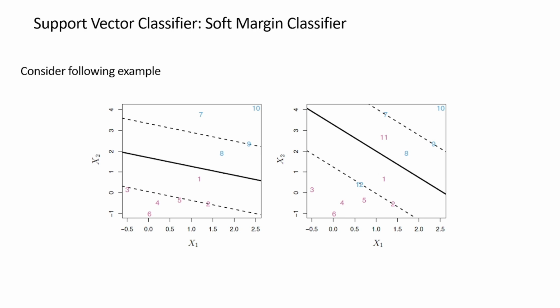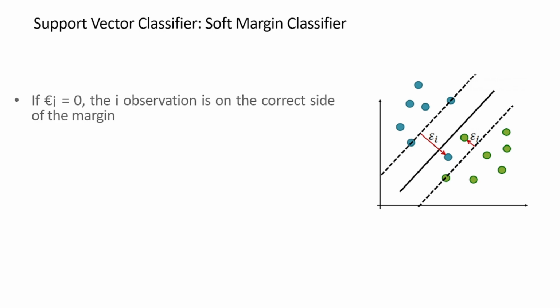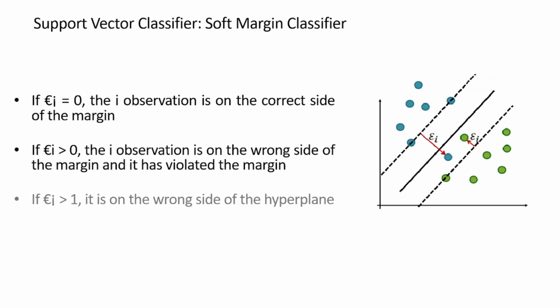Consider the following example. In the left panel, most of the observations are on the correct side of the margin. A small subset of the observations are on the wrong side. Observations on the wrong side of the hyperplane correspond to training observations that are misclassified. Here's where the concept of slack variables comes in. If a point is on the correct side of the margin, the slack variable for that point is 0. If it's on the wrong side of the margin, the slack variable is greater than 0. If it's even on the wrong side of the hyperplane, the slack variable exceeds 1.